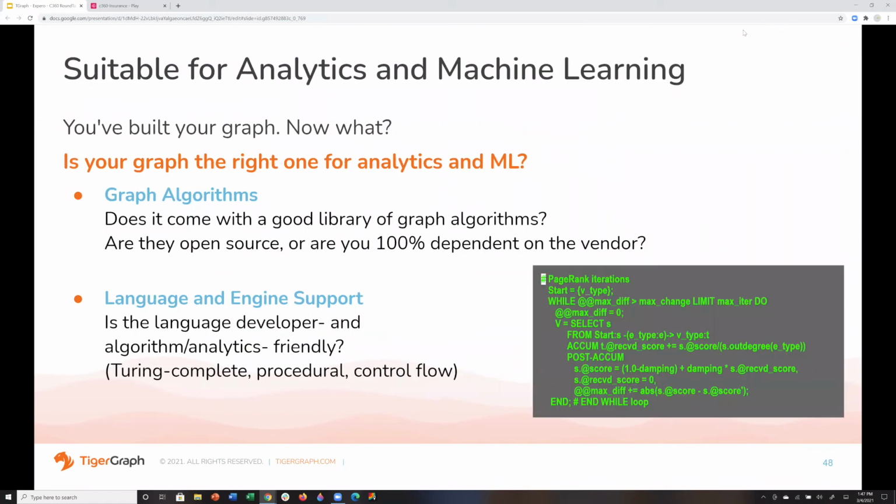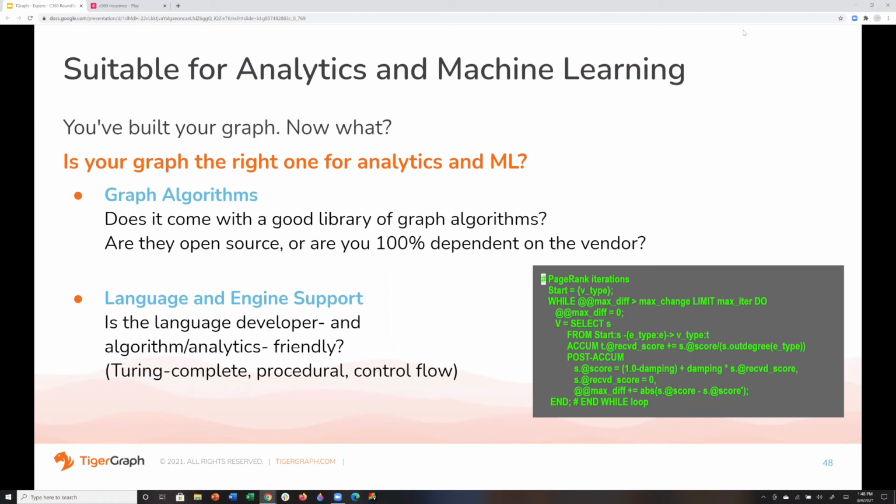Third, and this is the last of my points here, is you want to make sure that graph database is suitable for analytics and machine learning. So, the fact that Expero and TigerGraph have partnered together, we think we're a good fit, that we're a happy marriage in all of these points. So you've got a graph. Now what? Is this an appropriate graph for analytics and machine learning?